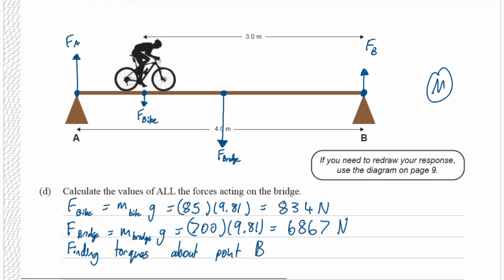So just a reminder, torque is force times distance, where the force F is perpendicular to that moment arm, that torque arm D. In this case, all of the forces are perpendicular to the bridge, so we don't need to take cosine or sine of any angles to get the components. So at least that makes it a little bit easier for us. So from point B, let's start with the force at B.